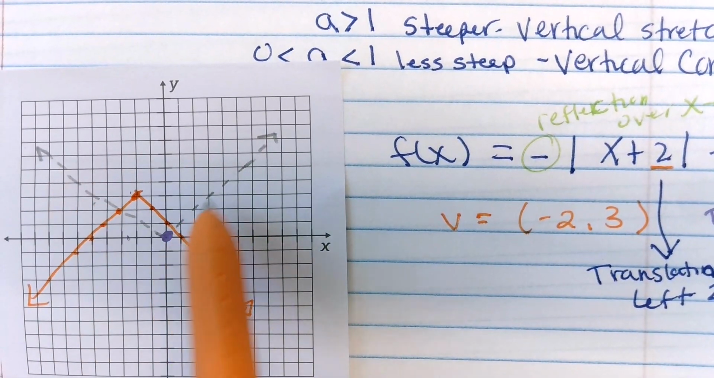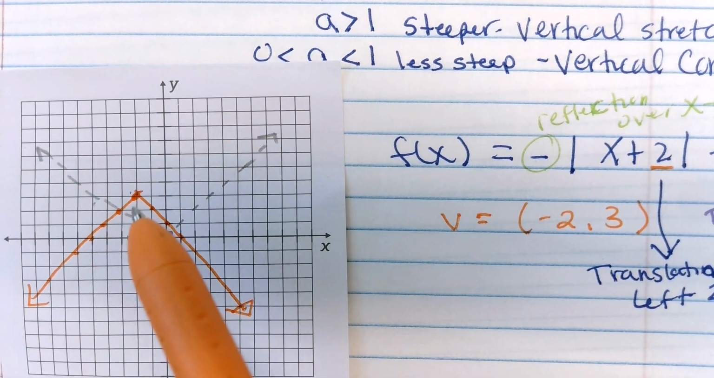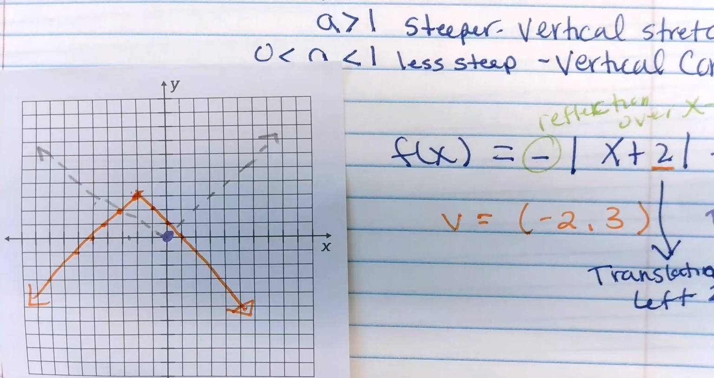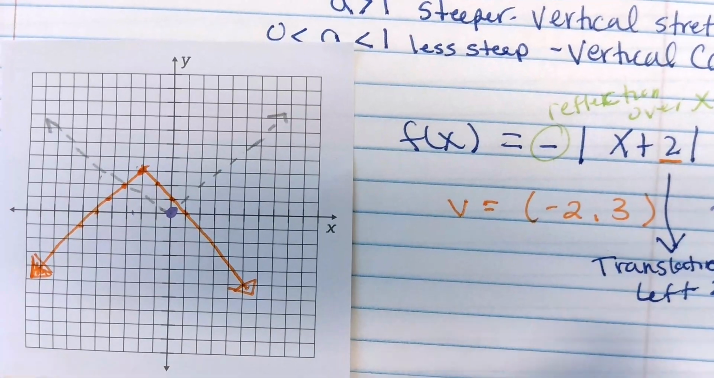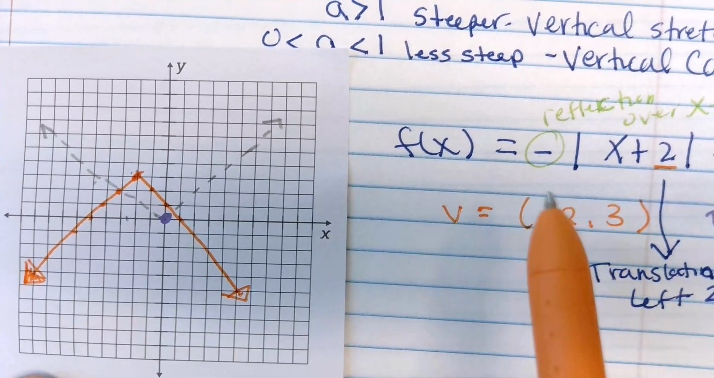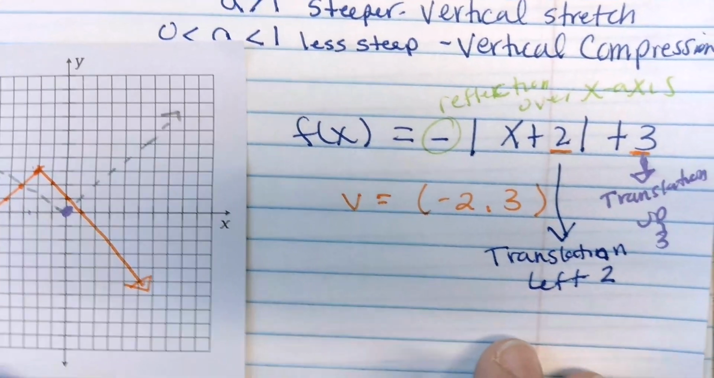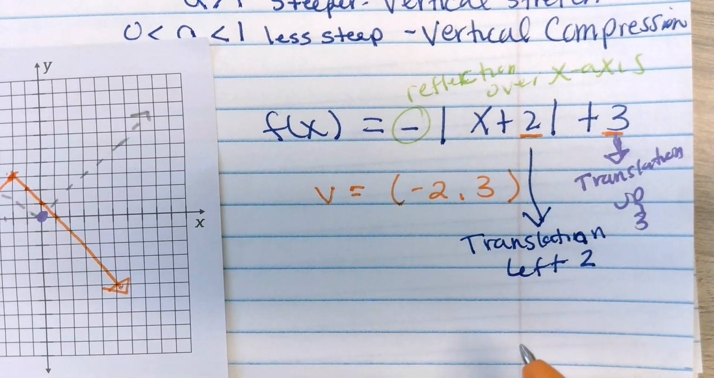So if it's helpful to graph the original, go right ahead, and then we can see how it's been moved to become our function f of x. So 3 transformations happened. We had a reflection over the x-axis, a translation left 2, and a translation up 3.